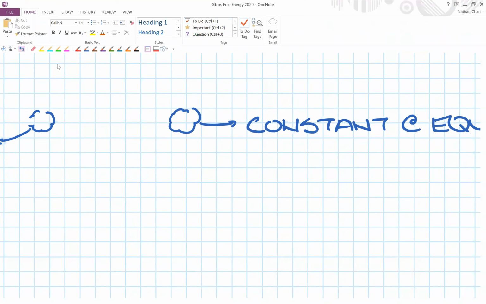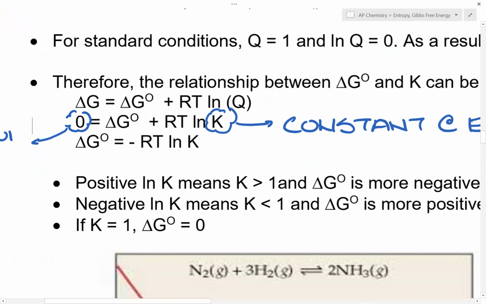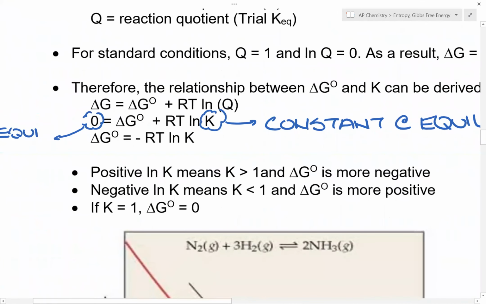Let's go back here. Okay, positive natural log of K means that K is greater than 1 and the reaction is more negative. Negative natural log of K means K is less than 1 and delta G is more positive. If K is equal to 1, delta G is equal to 0. Now, you might say, what?